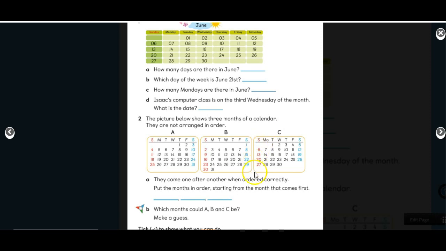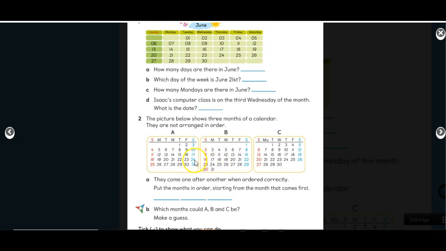Well, we can solve it by looking at the last date of the month, and looking at what day of the week it is. Okay? So if we look at month A, it has 31 days, and the 31st is on a Saturday. Correct? So that means the following month, the first day should be on a Sunday. But if we look at month B, it is also on a Saturday, and we can't have two dates on the same day of the week. So B does not come after A.